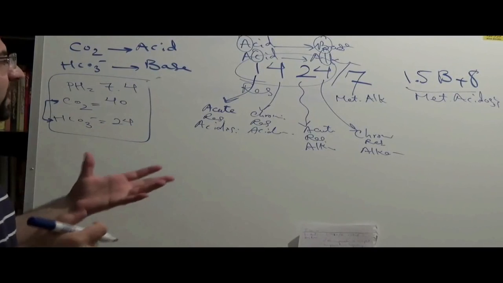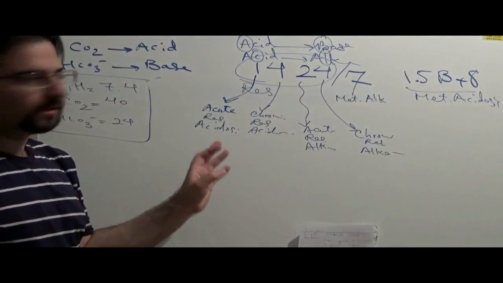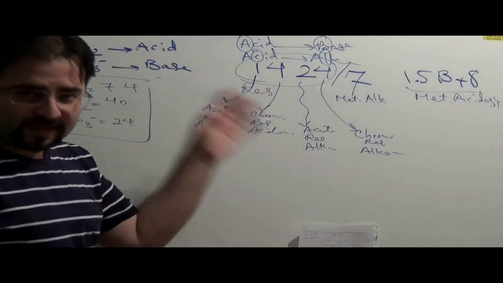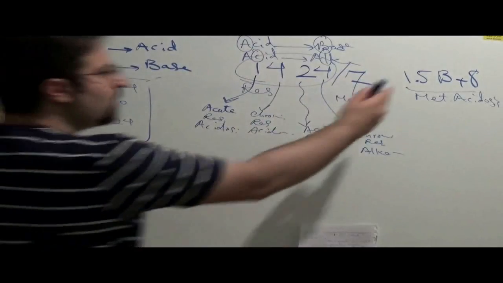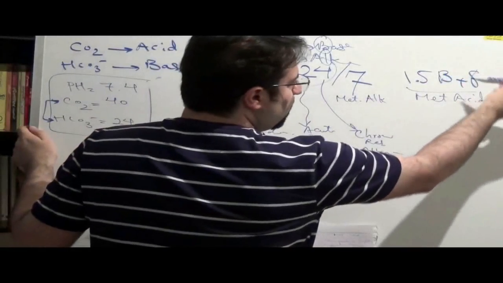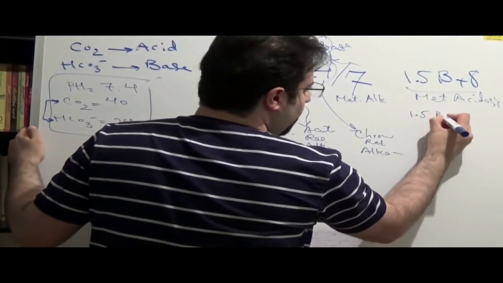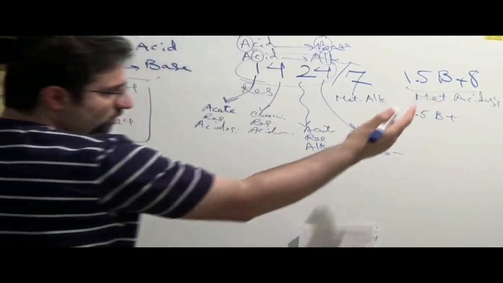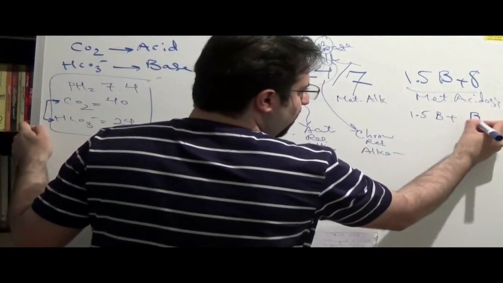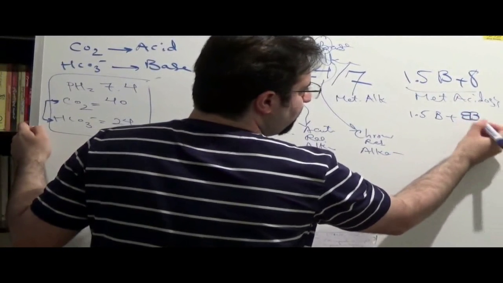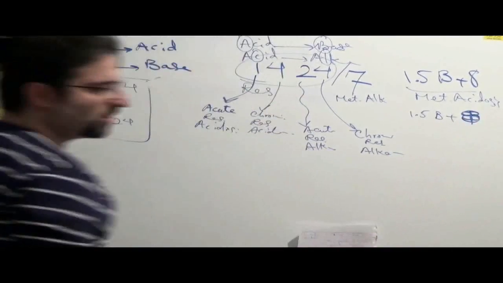What I want to say here, just know this one and this one, and you will be fine. 14/24/7 and 1.5 bicarbonate plus 8. If you cannot remember the 8, you can say that 1.5 bicarbonate plus, maybe you forget the 8, you can say that bicarbonate is the same as 8, just bidirectional.